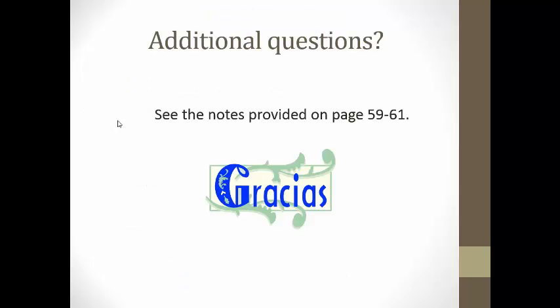If you have any questions on these 3 concepts, please write them down on your note guide. I would also like you to read pages 59 through 61 in your Conversación y Repaso book, just to reinforce what we have learned here today.